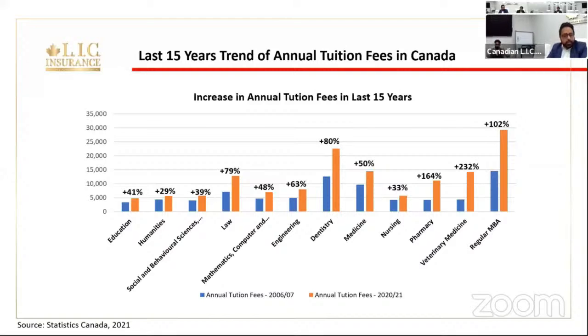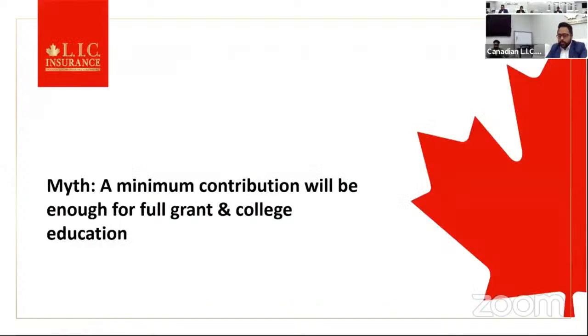So different streams have a different increase in cost, and I think in general this follows the demand and the wages that you receive once you graduate from that particular stream, right? That may be one reason why a specific course increased by 200% and the other has increased by 29%.